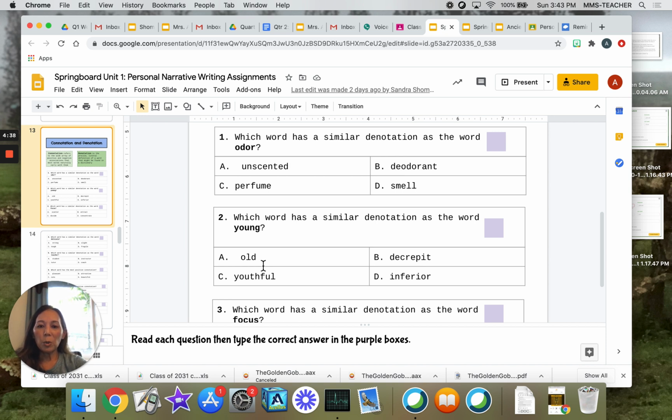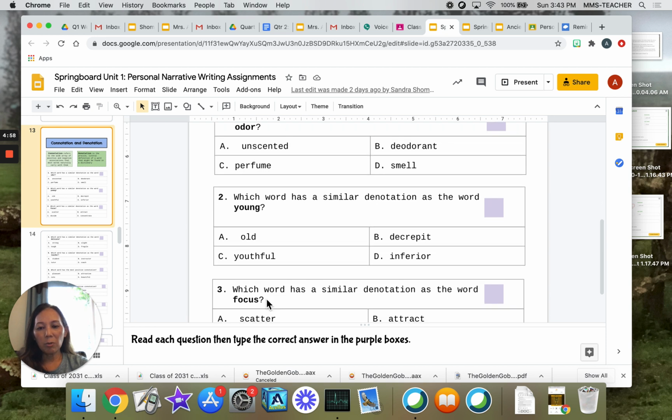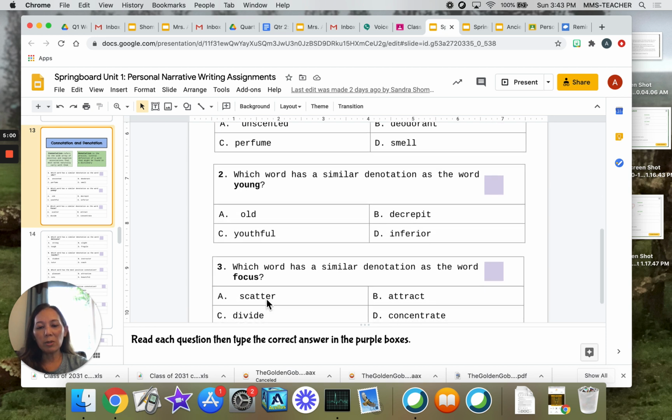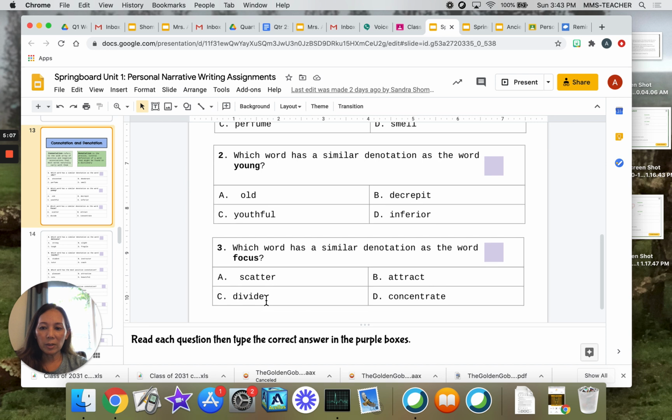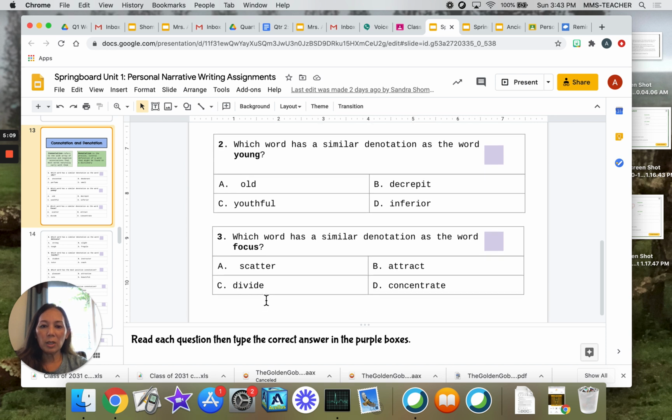Number 2, which word has a similar denotation as the word young? Okay, so again, dictionary definition, denotation. For young, is it A, old, B, decrepit, C, youthful, or D, inferior? Number 3, which word has a similar denotation as the word focus? Is it A, scatter, B, attract, C, divide, or D, concentrate?